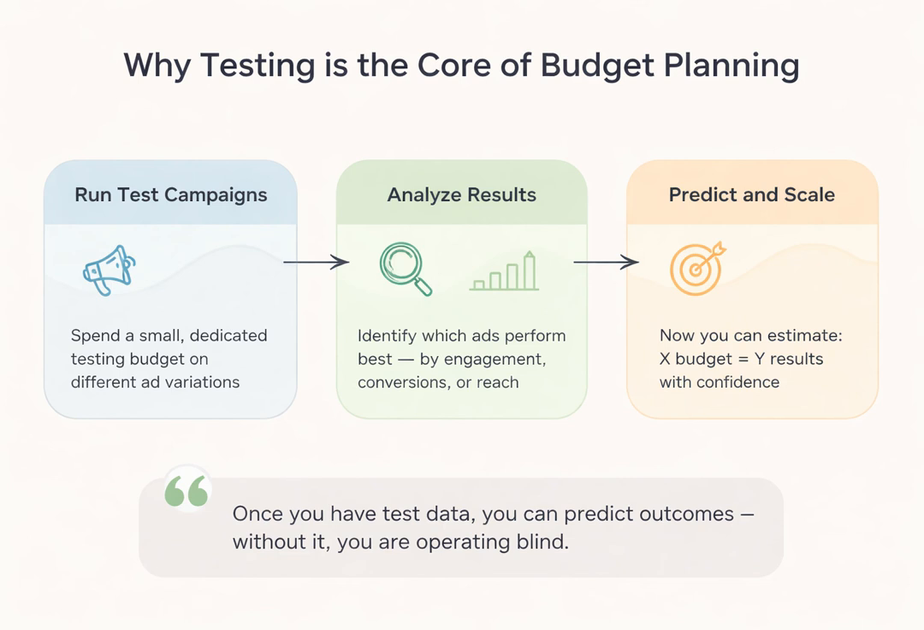In the third stage, once you have that test data, you can now make predictions. You can say with confidence, if I spend this much, I can expect roughly this result. That predictive ability is what makes a budget strategy actually work. Without the testing phase, you are essentially operating blind, and no amount of strategic planning will save you.